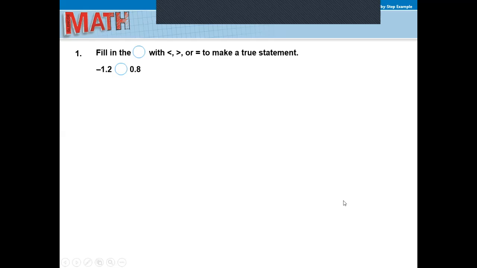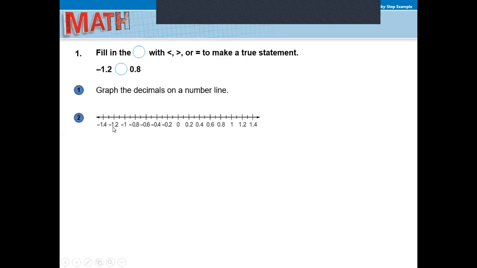Fill in the circle with less than, greater than, or equal to make a true statement. -1 2/10 compared to -8/10. Graph the decimals on a number line. Here's 0. -1 2/10 is here. -8/10 is here. Since -1 2/10 is to the left of -8/10, -1 2/10 is less than -8/10.